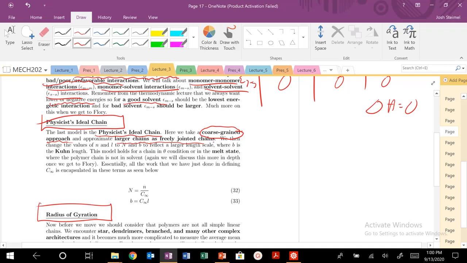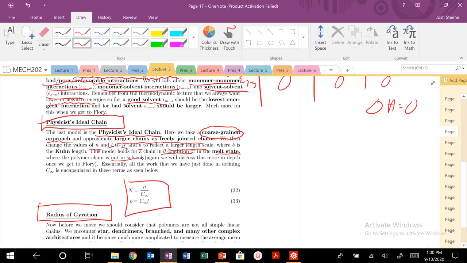We do this change in variable of the number of monomers n and l to n and b respectively, to look at this larger length scale, and we coarse grain it based on these change in variables here. The physicist ideal chain model takes into account a little bit of your chemical information, but this model is specifically made for the theta condition and the melt state. It does not account for any solvent at all. It's a slightly more refined model.